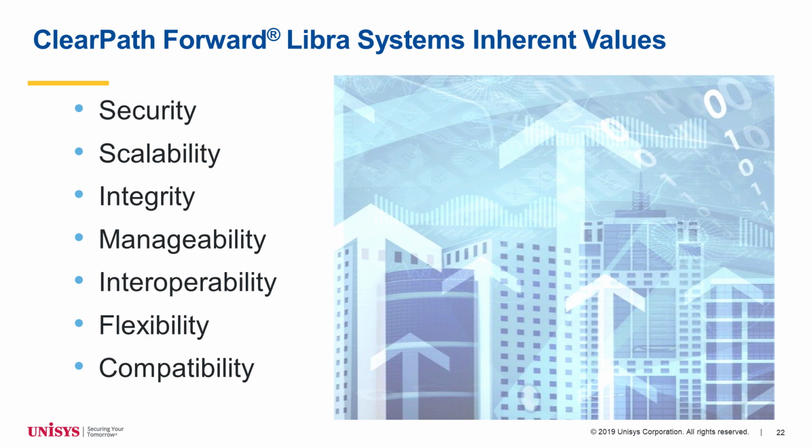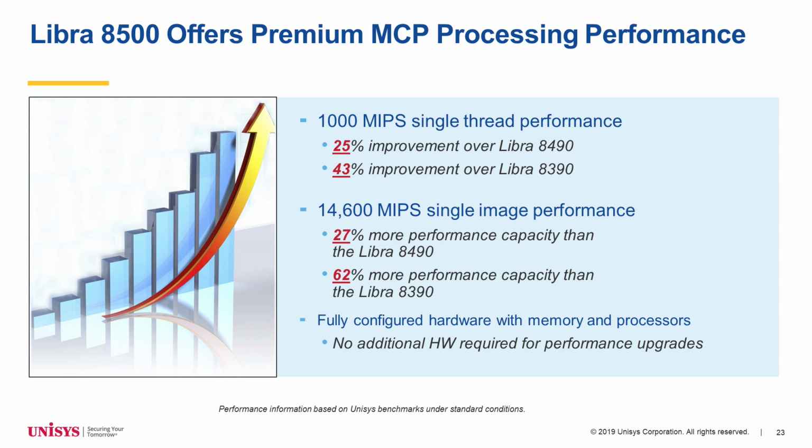The integrity of our systems, the manageability, our interoperability, the flexibility, and all of the compatibility that you've come to know and love with your Libra systems, they're all still available with the Libra 4500, 6500, and 8500. But what you get is added performance. So with the Libra 8500, we had additional performance improvement of over 25% for single thread performance over the 8400, which was outstanding actually. And for single image performance, we had a 27% improvement.